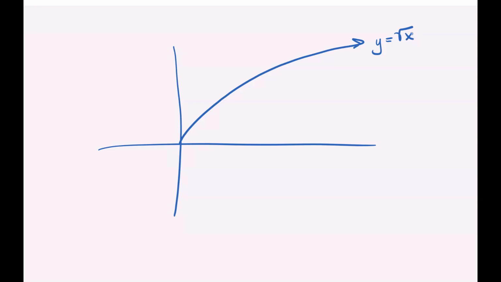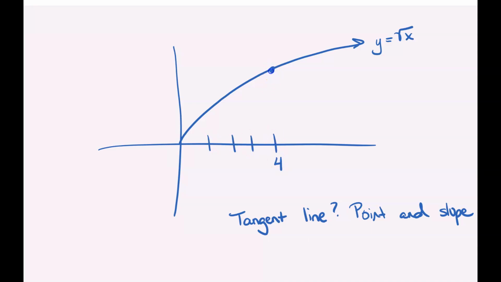And we can find the equation for the tangent line at any point, right? What do we need in order to find a tangent line? We need a point and we need a slope, right? So how would we find that? Well, given a point, let's say I give you the point 4, 2. I know my graph isn't quite drawn to scale here, so I have a point.